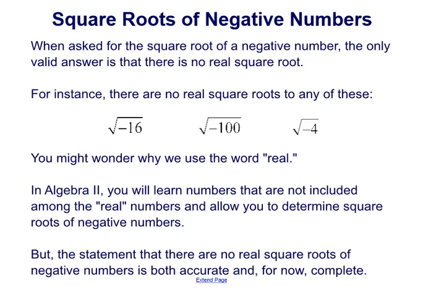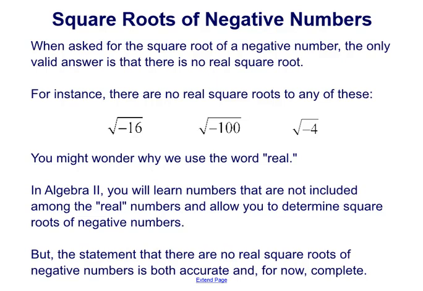When asked for the square root of a negative number, the only valid answer is that there is no real square root. For instance, there are no real square roots for any of these problems. There would be no real square root for the square root of negative 16, or the square root of negative 100, or the square root of negative 4.